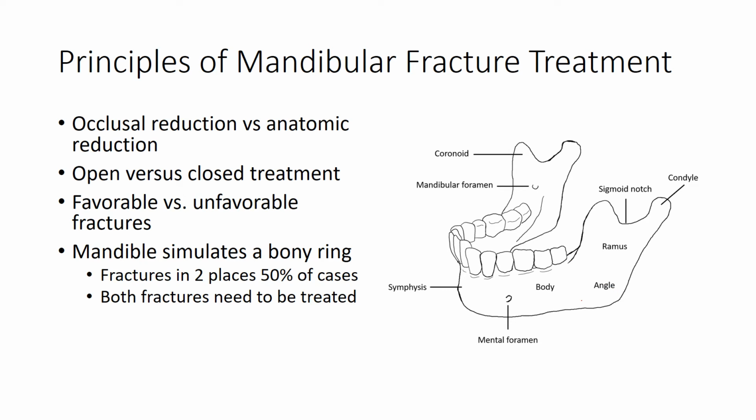Okay, this next concept is really important. This will help you not miss fractures. The mandible simulates a bony ring, and so it often fractures in two places, and statistically about 50% of the time it fractures in two different places. Both fractures need to be treated in some way, but they don't need to be treated the same way. One can be treated with closed reduction, one with open reduction, and I'll show an example of that later.